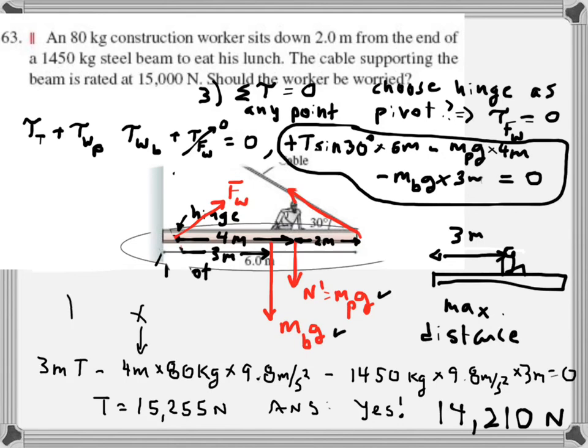And for the tension, we're going to be calculating at what distance the person should be so that the tension reaches 15,000. That's the maximum, as far as the person can go from the hinge. So we plug in for the tension 15,000 newtons. And when you do that calculation and solve for x, you find that the maximum distance is 3 meters. So the worker basically was 1 meter over the maximum distance before the cable breaks. All right, that's it for now.